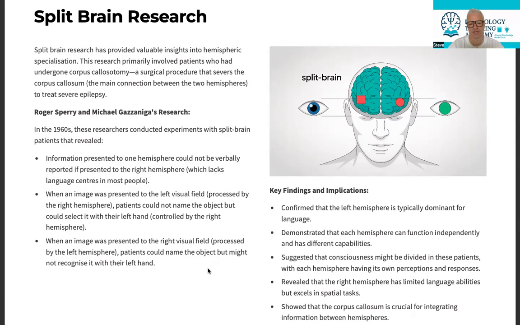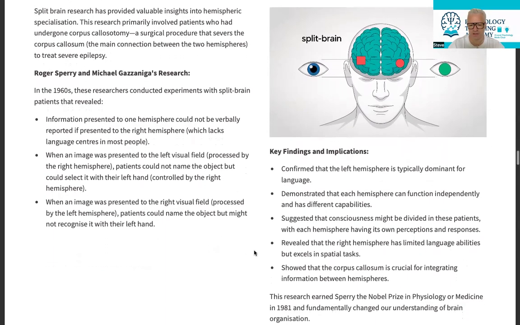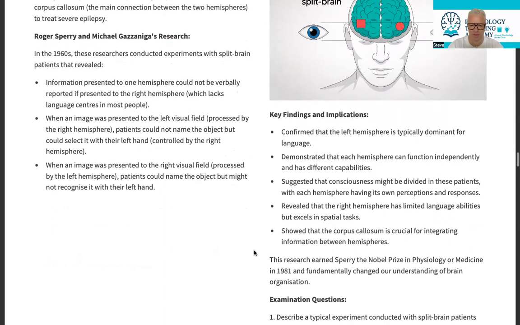If an image is presented to the right visual field, which is processed by the left hemisphere, patients could name the object, but they might not recognize it with their left hand. So it's a bit like having two independent people in your head. But this does seem to suggest that the left hemisphere is typically used for language, and it demonstrates that each hemisphere can function independently and has different capabilities.